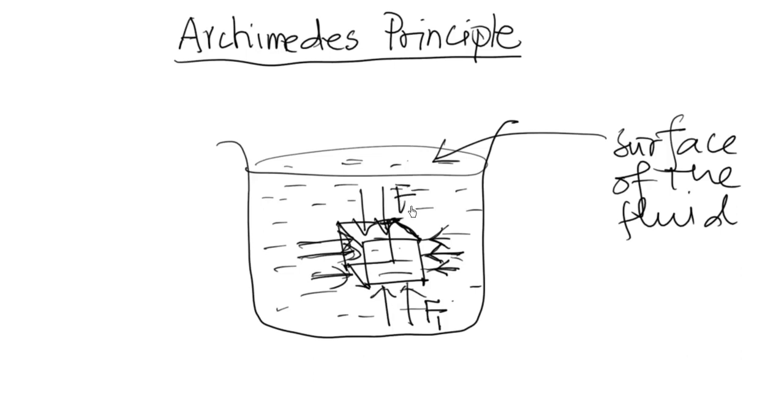This is F2. This is the downward force on the upper surface of the metal block, and there will be a resultant force of these F1 and F2. But since the lower surface of the metal block, the depth of this surface is greater than the depth of the upper surface of the metal block, the force due to the pressure on the lower surface of the metal block will be greater than the force due to the pressure on the upper surface of the metal block.